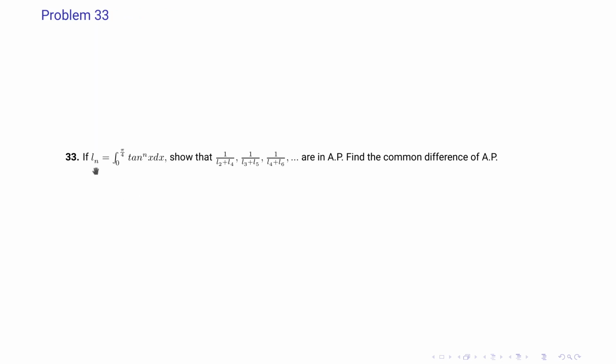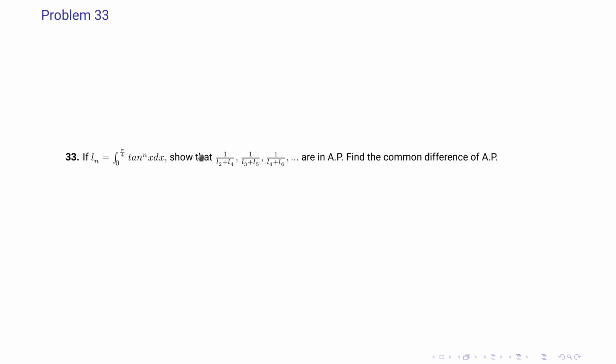Problem 33 says that if L n is equal to the integral with limits 0 and pi by 4 of tan to the power n x dx, show that 1 by L2 plus L4, 1 by L3 plus L5, 1 by L4 plus L6 are in AP. Find the common difference of the AP.